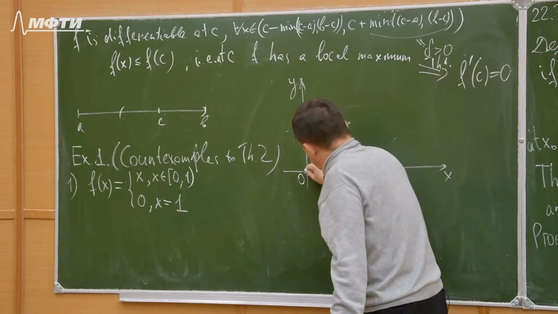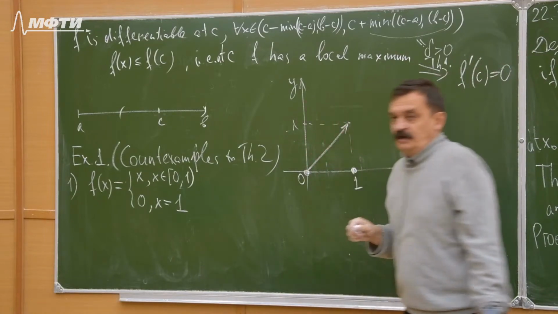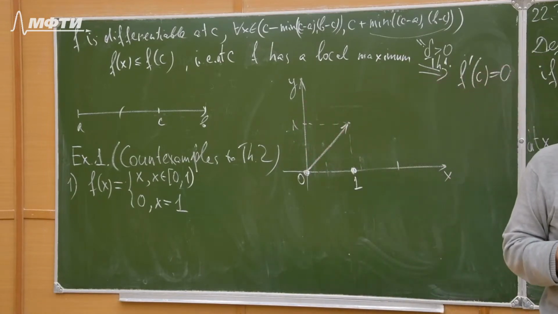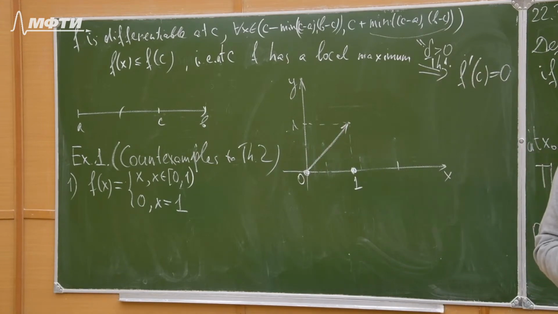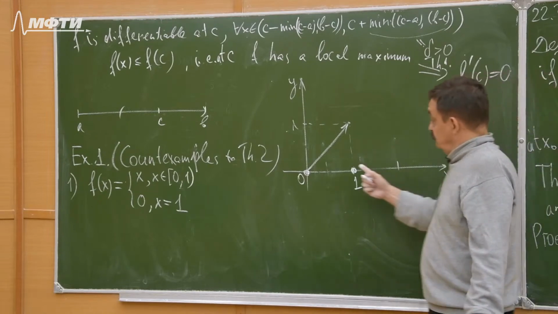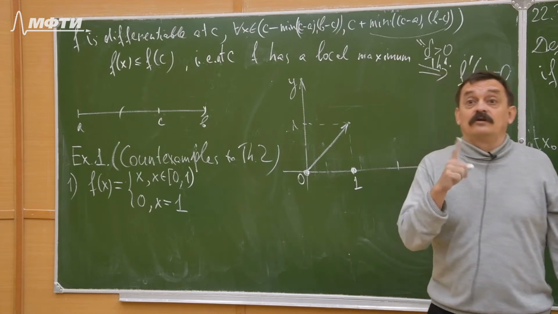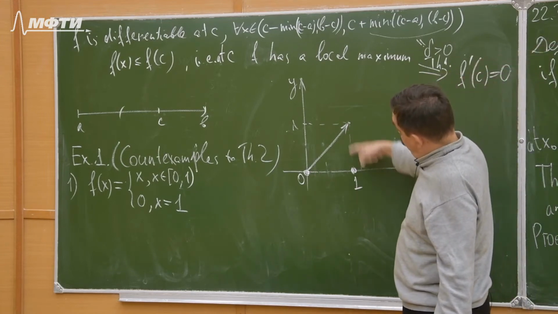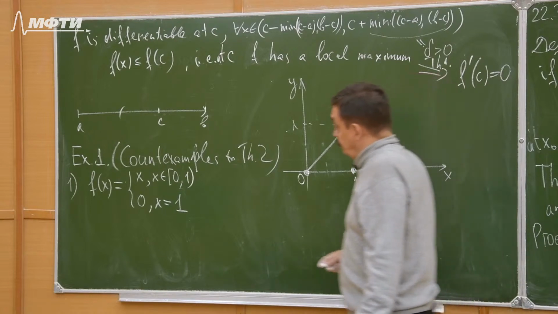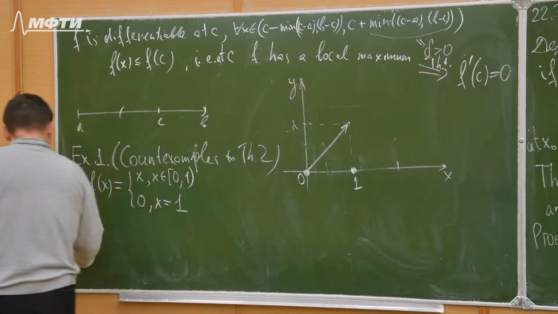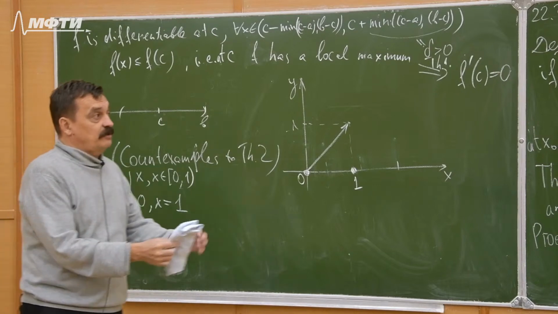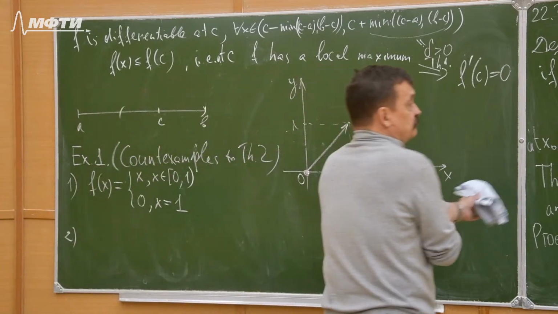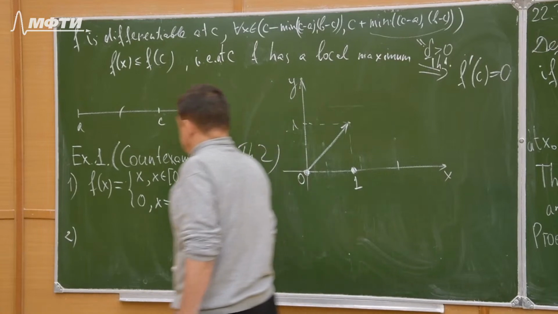The values at the ends of the interval are equal, but definitely there is no point where derivative is 0. Why? Because the function is not continuous on the closed interval. We have no continuity at 1, right? Second, so let it be continuous now, but not differentiable.